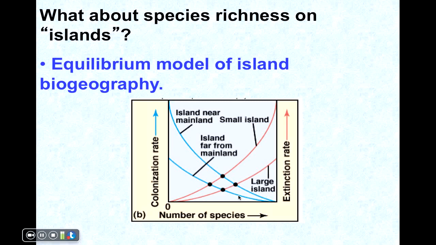So if you put this all together and then you actually look at islands that actually exist and you look at the number of species of birds and plants and so forth, what you see is that quite often the actual data do indeed fit the predictions made by the equilibrium model of island biogeography. So that concludes our basic discussion of community ecology.